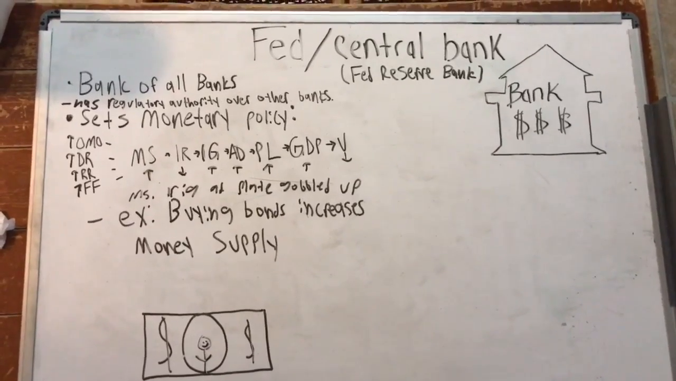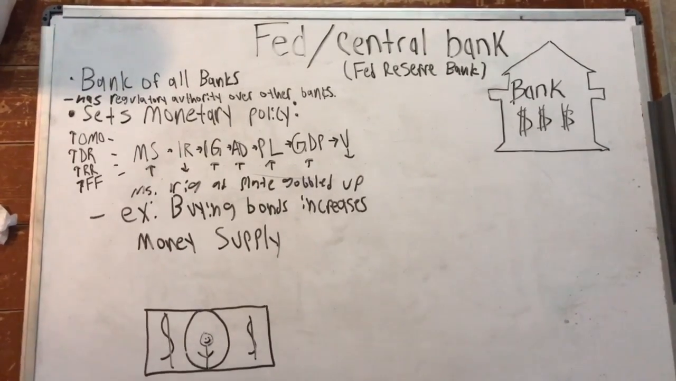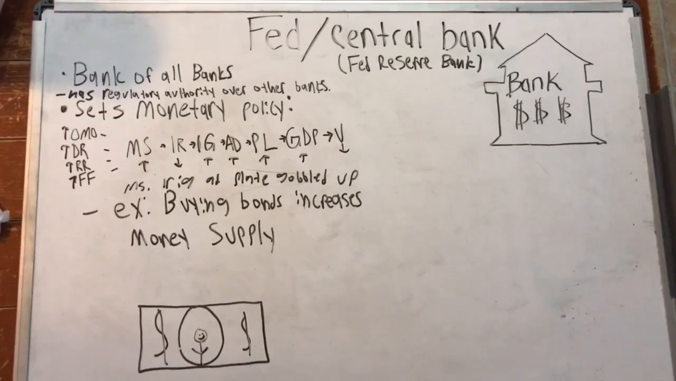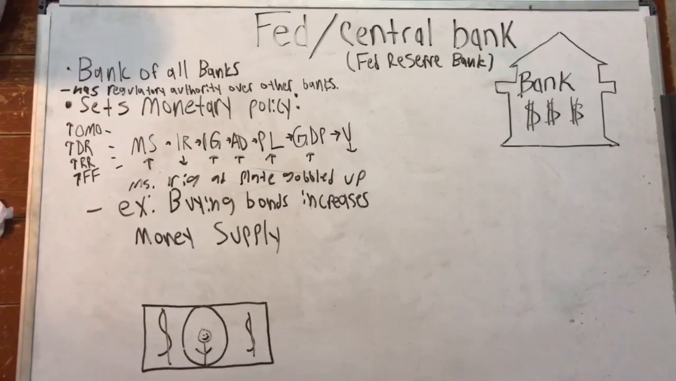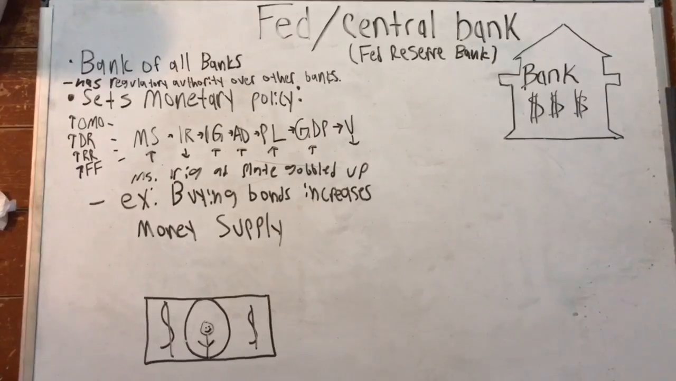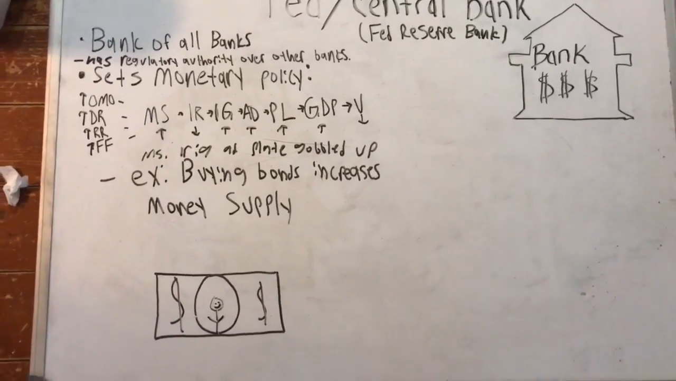The Federal Central Bank, or the Federal Reserve Bank, is the bank of all banks. It has regulatory authority over other banks and sets monetary policy.